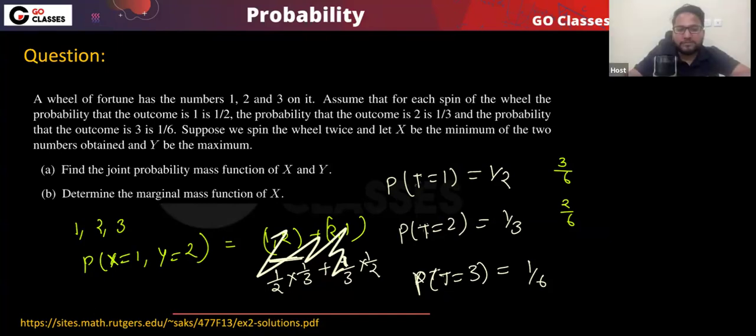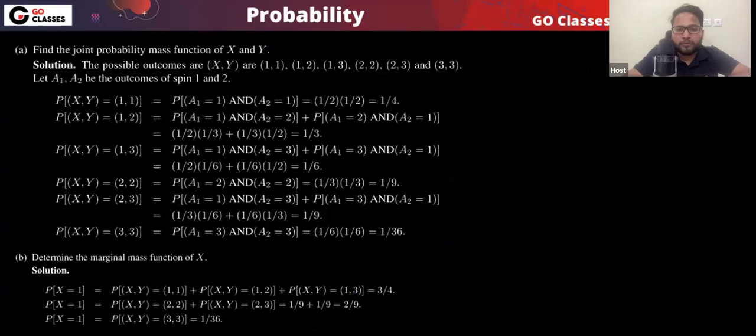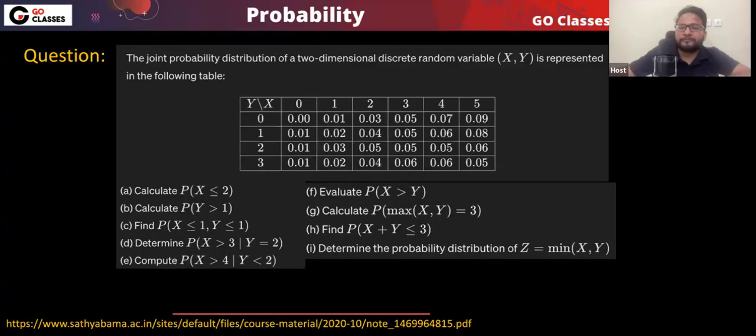Okay. So I think this is fine. Now let's just move to the next question. Okay, here we have many things they have asked. So they're saying the joint probability distribution of two-dimensional discrete random variable x, y is represented in the following table.